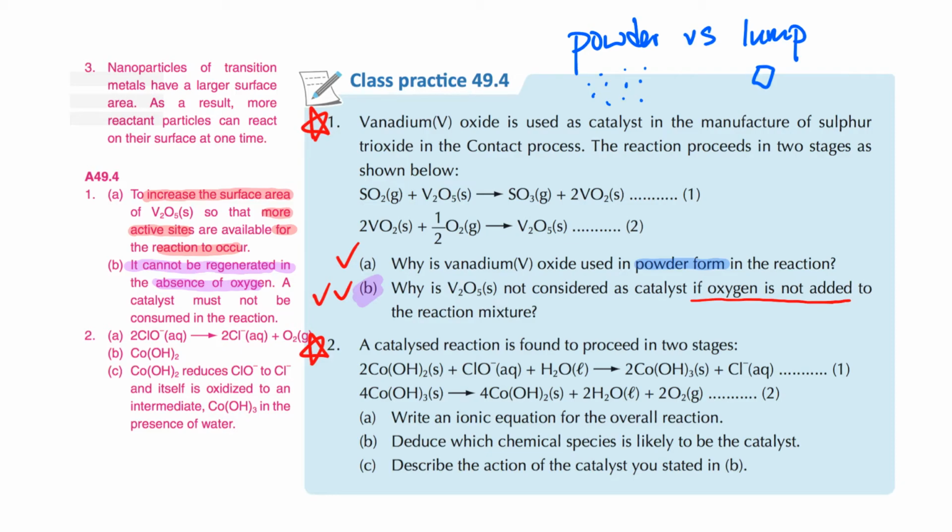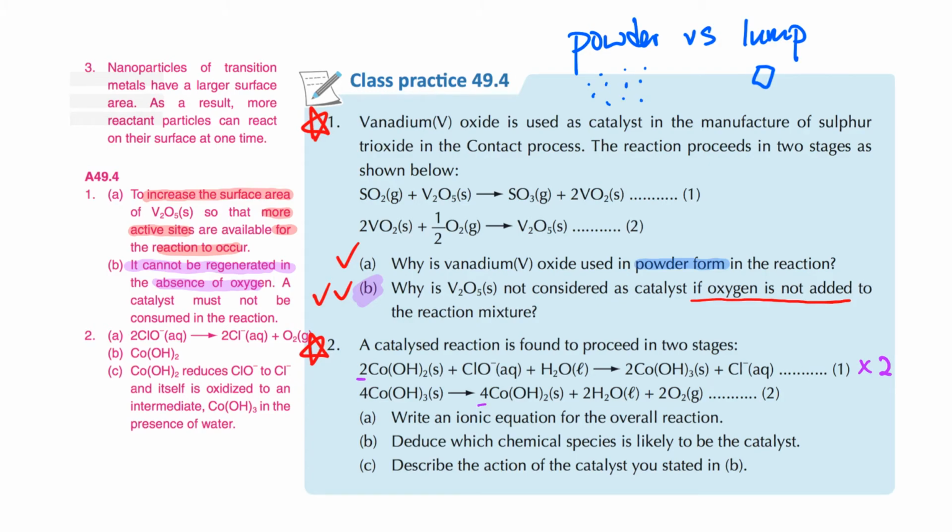The catalyzed reaction is found to proceed in 2 stages. So you find that this one and this one. In the process, there is one chemical regenerating, that is cobalt 2 hydroxide. Is that right? There is a slight difference in the number. This one is 2, this one is 4, but not a big deal. What you need to do is just multiply the first equation by 2. Then you have 4 right there, and then you can cancel out.